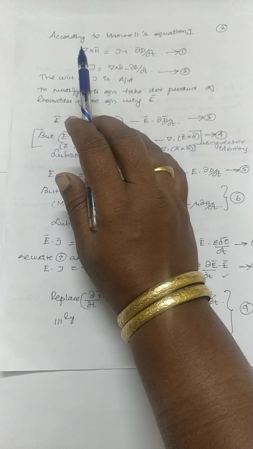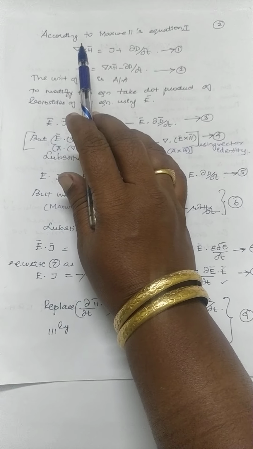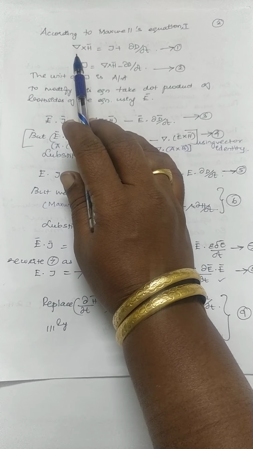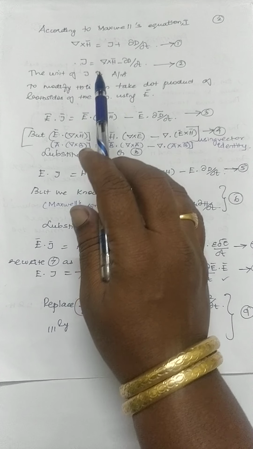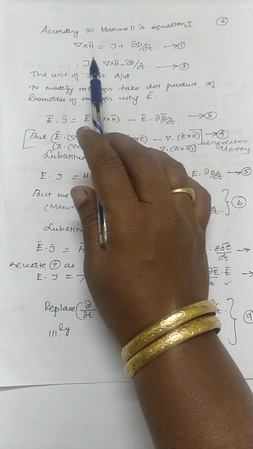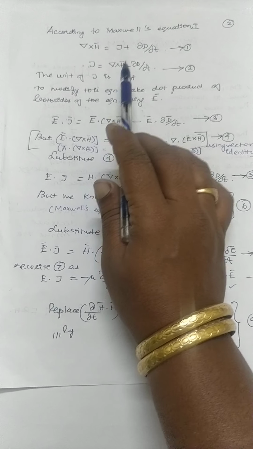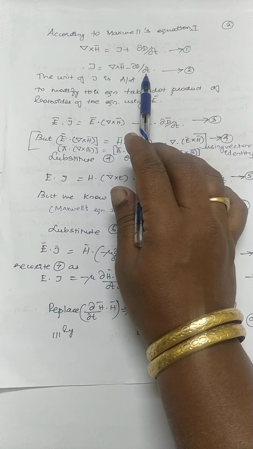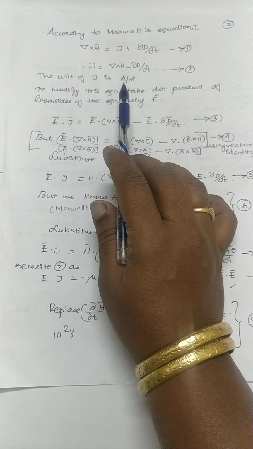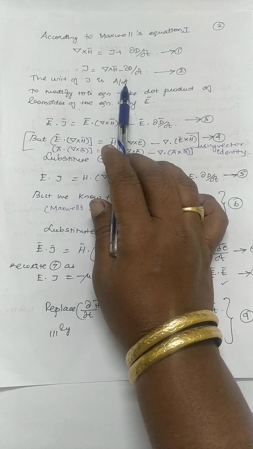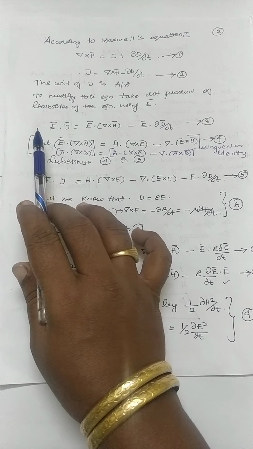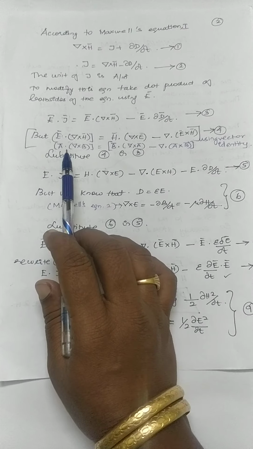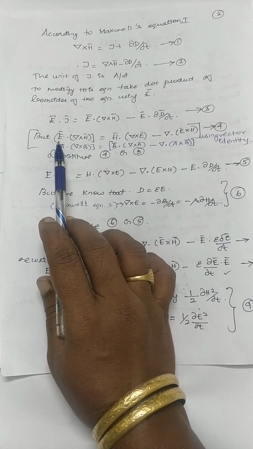How to arrive at the condition? Let us consider Maxwell's equation 1. We know that by Maxwell's equation 1, del cross H is equal to J plus dou D divided by dou T. I can rewrite this equation as J is equal to del cross H minus dou D divided by dou T. However, this has a unit of ampere per meter square, current in terms of the cross-sectional area. To modify this equation, let us take the dot product of E on either side.